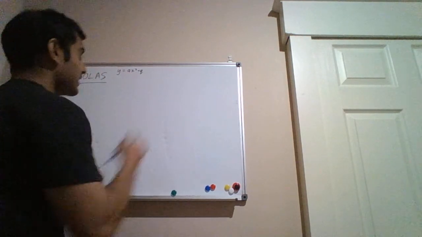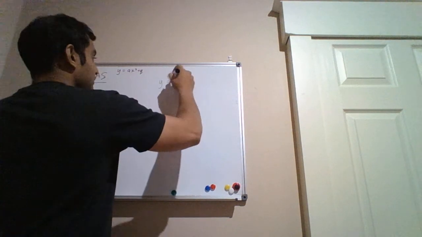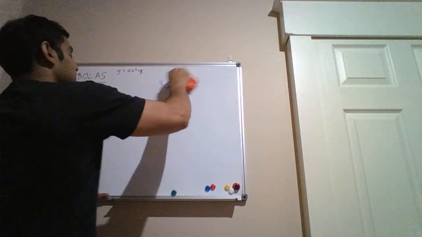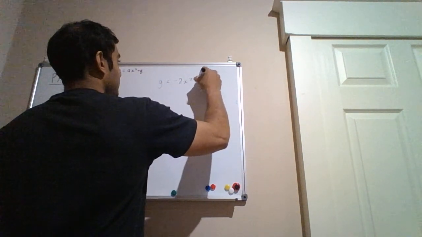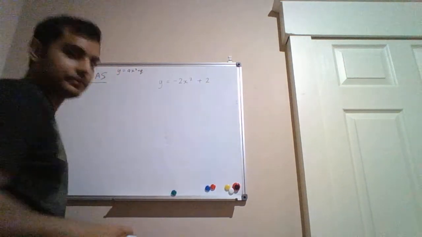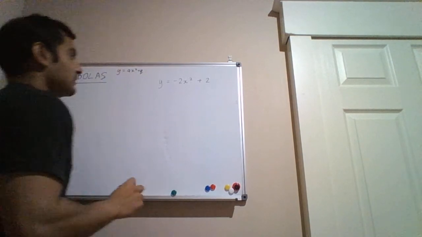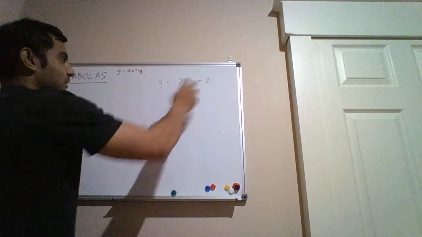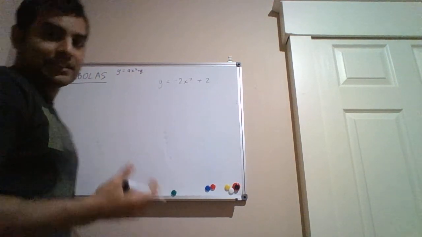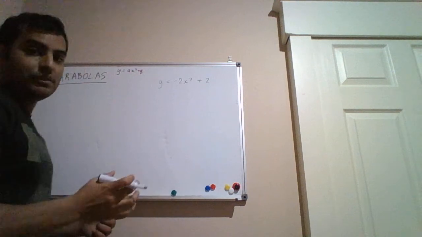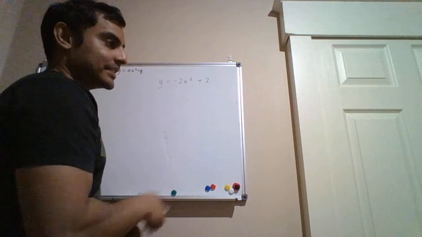So let's take a look at another graph. y equals minus 2x squared plus 2. So in this equation, we have a equal to minus 2 and q equal to 2. So how do we find the turning point? Well, for all of these graphs, the turning point lies on the y-axis.